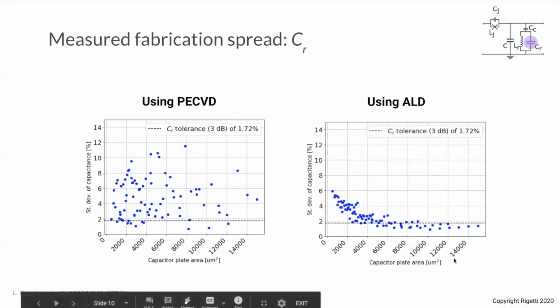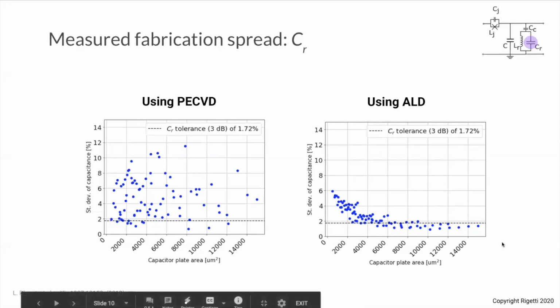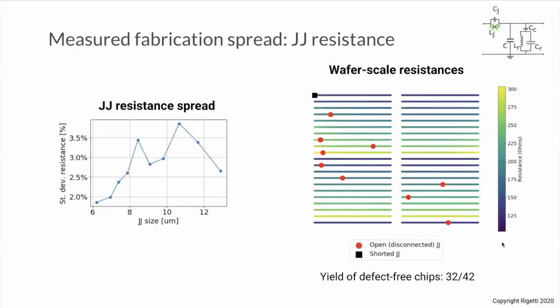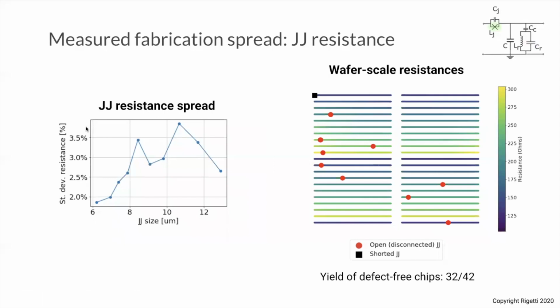We see that with higher plate areas, we have spreads that are consistently under the tolerance. And this is actually where we've tuned up our process. We've also measured our JJ resistances at room temp, which is proportional to the LJ inductances at cryo through the Ambegaokar-Baratoff ratio. And we've measured many test structures of many different JJ sizes. And we see that our spread is under 4%, which is well below the 15% threshold discussed earlier.